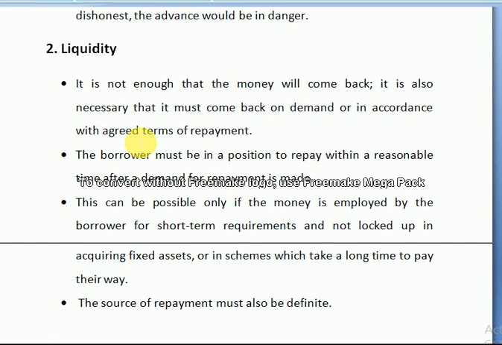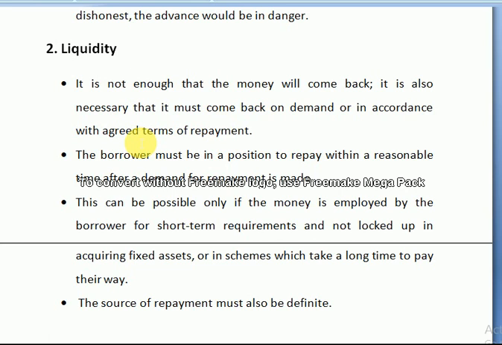Like, what are the terms and conditions? You sign the terms and conditions that you will return the loan amount within 2 months. So when 2 months is completed, at the maturity date, you return the loan amount with interest. This is called the liquidity.